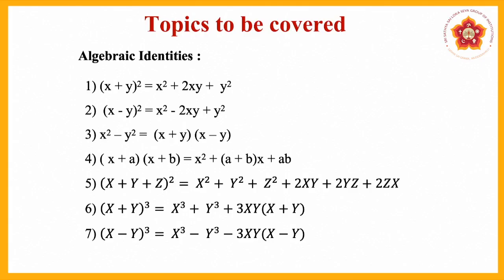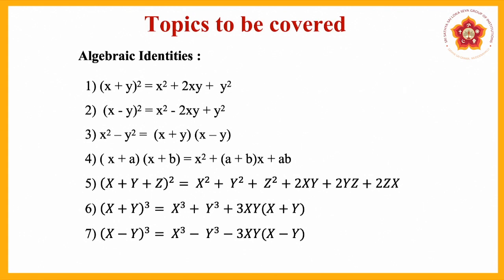Now, there are 7 important identities. First identity: (x plus y) whole square equals x square plus 2xy plus y square. Second one: (x minus y) whole square equals x square minus 2xy plus y square. Third one: x square minus y square equals (x plus y) into (x minus y).